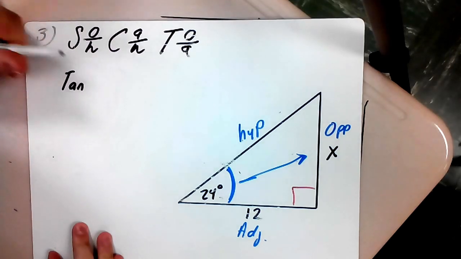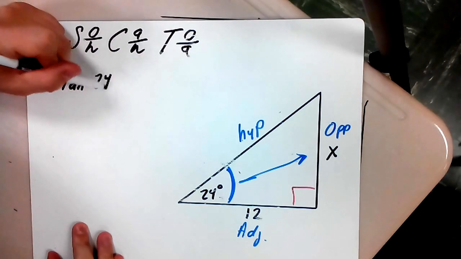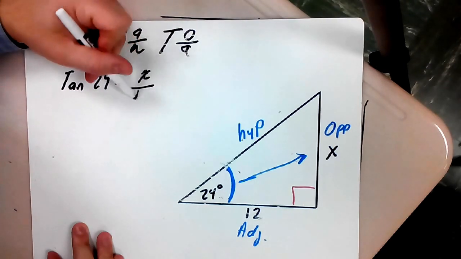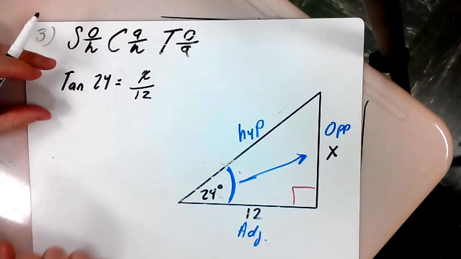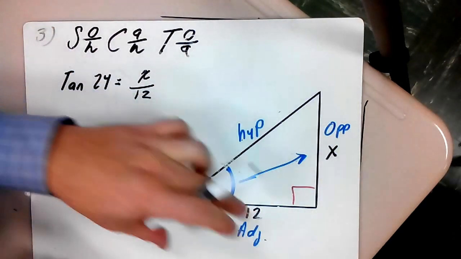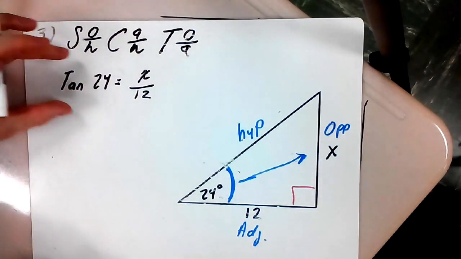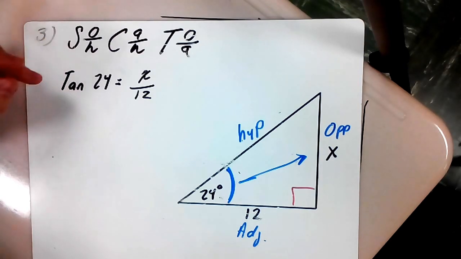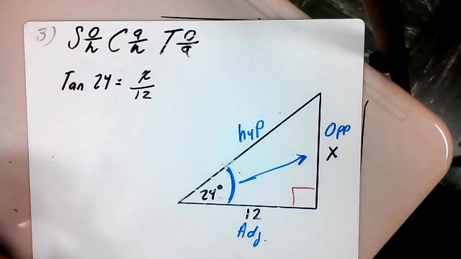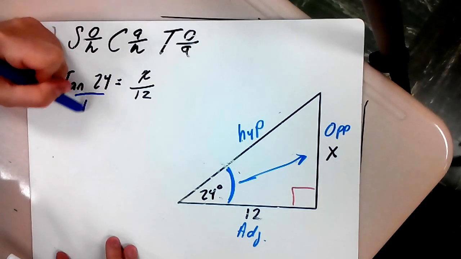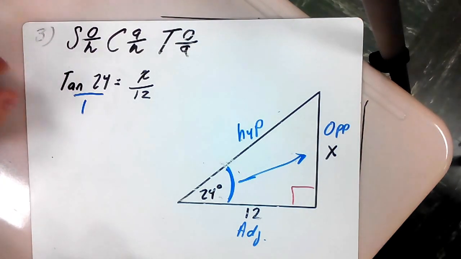So tangent 24 equals x over 12. All I am doing is taking the information provided by this triangle and plugging it into this trig function, or trig ratio. Now I need to solve it, so I'm going to place a 1 underneath tangent 24.